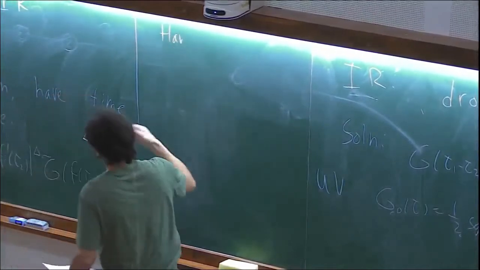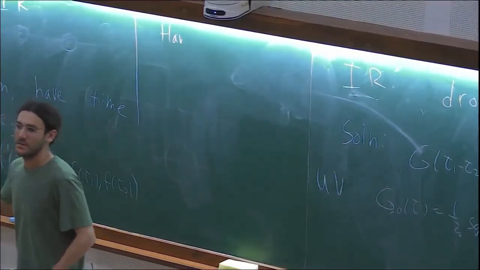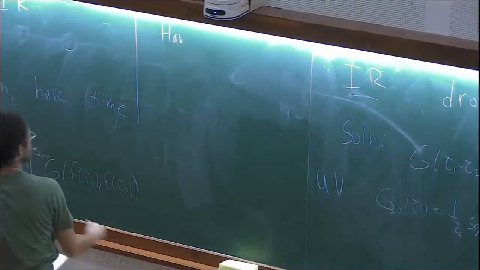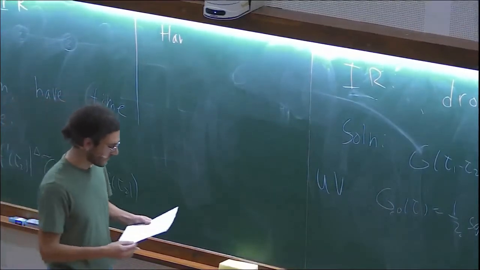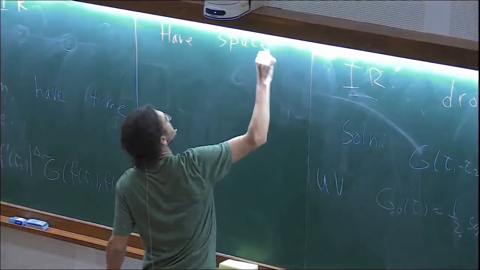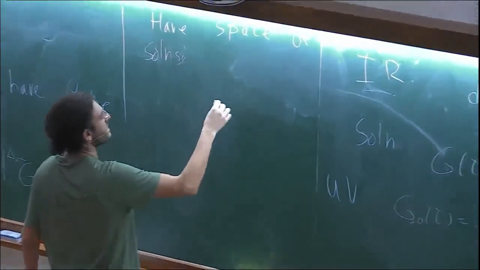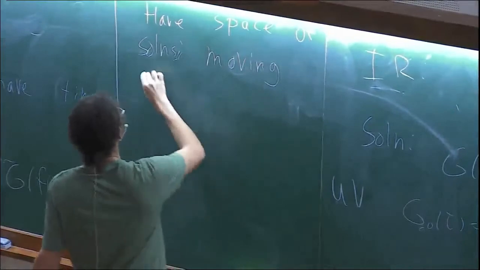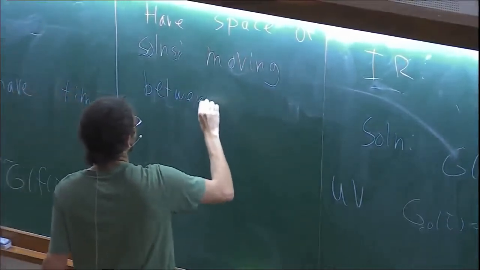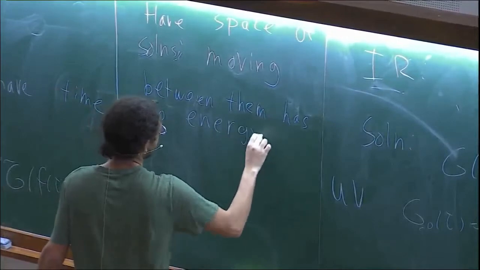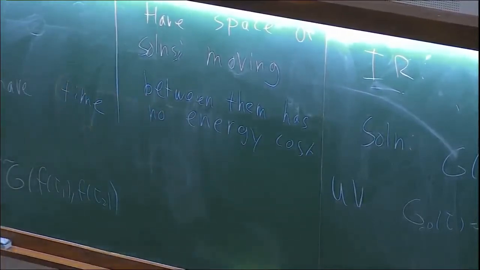So what this means is once we find one saddle point, which is the one I wrote, that g of tau is 1 over this one, we in fact have an infinite number, because you can just do this transformation and generate more solutions. So we have a space of solutions, and moving between them has no energy cost. What I mean is that since the action is invariant, you can change the solution by this transformation and the action doesn't change. So there's a whole family of solutions, all with the same action.